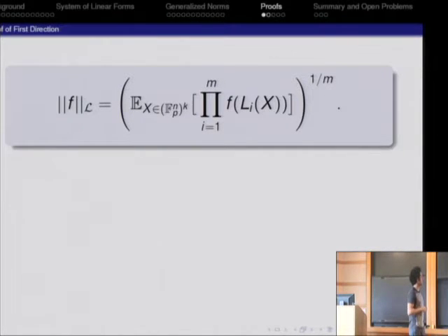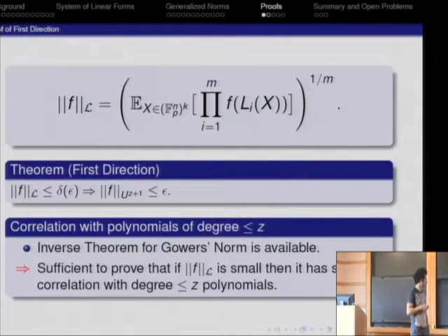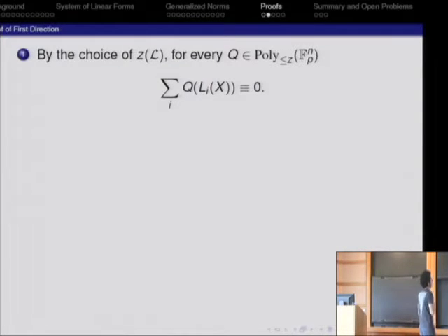So as a reminder, our norm looks like this, and we want to prove this. Since we already have access to the inverse theorem for Gowers norm, it's sufficient to prove that if the L norm is small, then F doesn't correlate with phase Z polynomials. And using the inverse theorem for Gowers norm, this would imply that the Gowers norm is actually small.